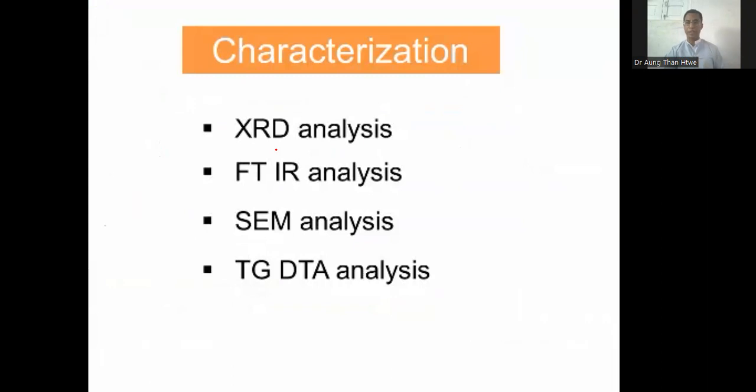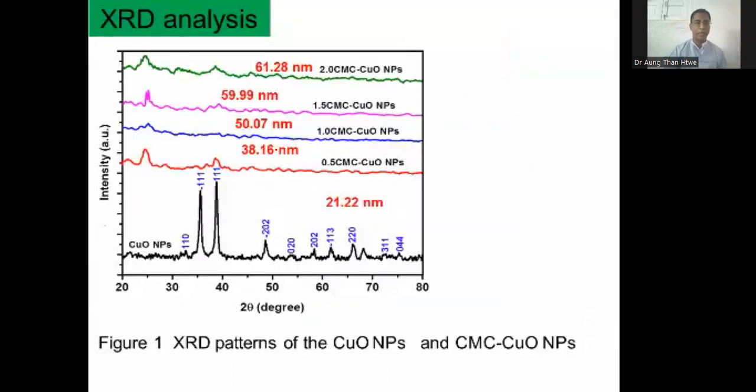Another one is characterization. The first one is XRD analysis. XRD pattern of CO and CMC-CO nanoparticle in the 2θ range, 20 to 80 degrees.